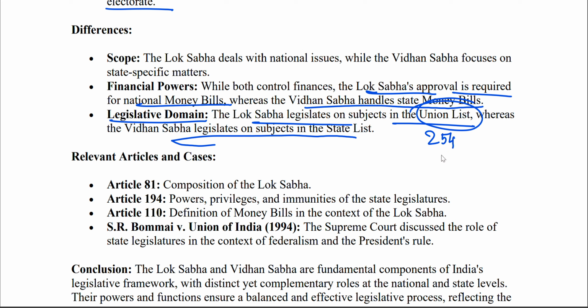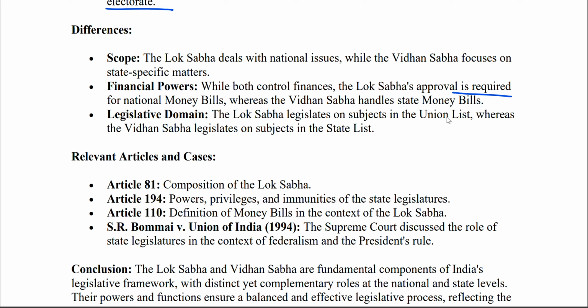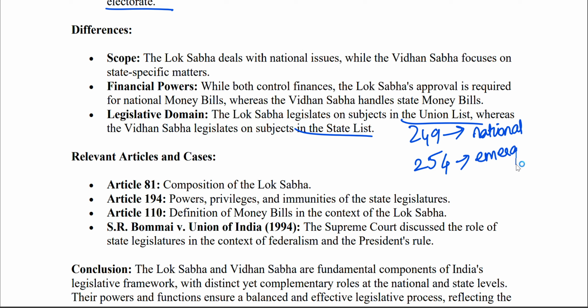It can also legislate in the state list under the emergency. Article 249 is national interest, and then we have Article 250 which is emergency. Article 254 is also relevant. This is national interest, and then we have the emergency, during the emergency.